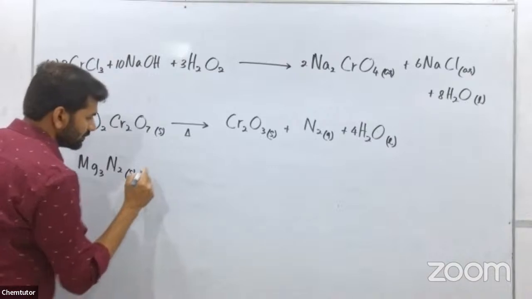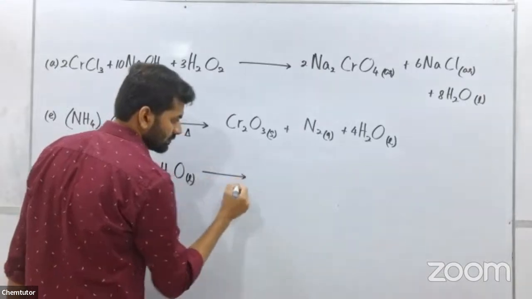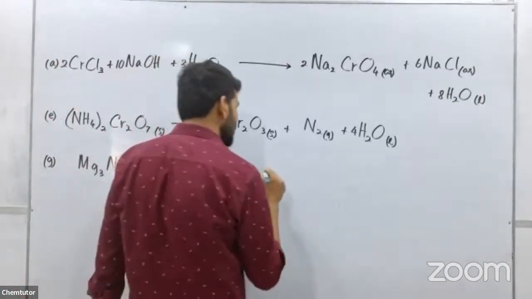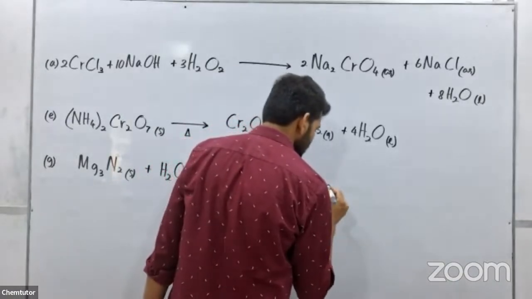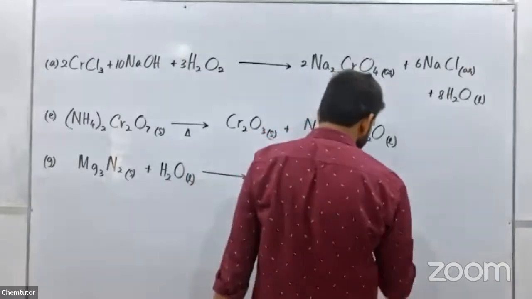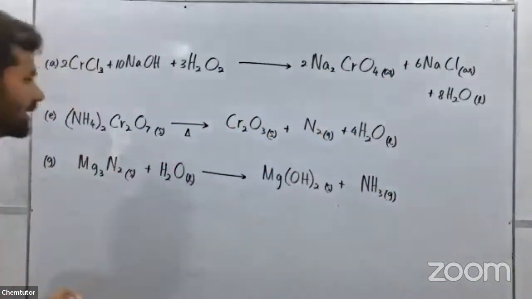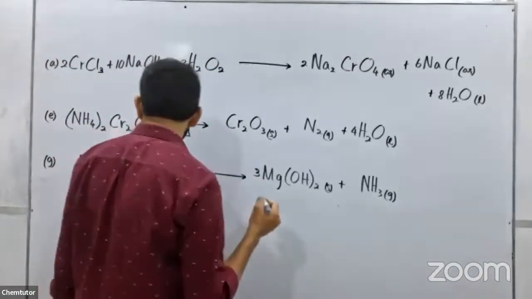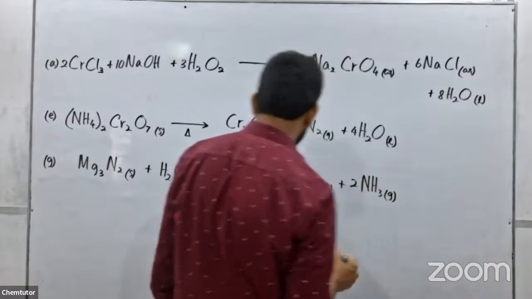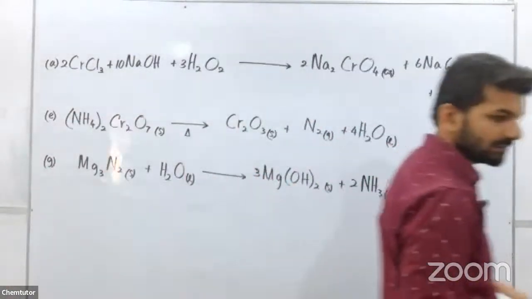Other one is G. Mg3N2 with water. It will give magnesium hydroxide and ammonia. Okay, let's balance. 3 magnesium is there. 3 magnesium hydroxide and 2 ammonia. That's how we answer that question.